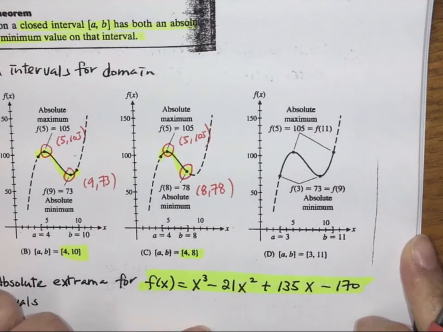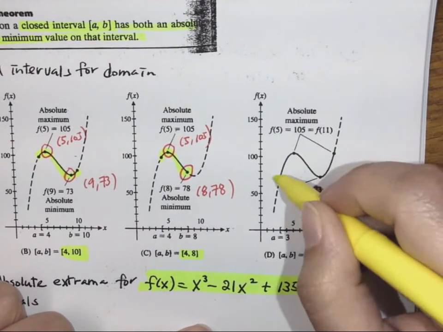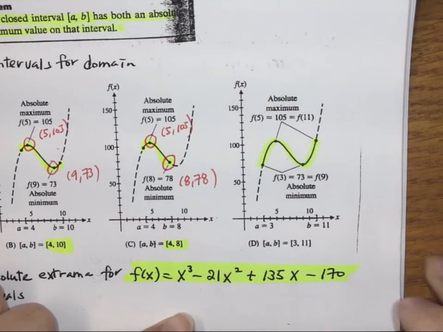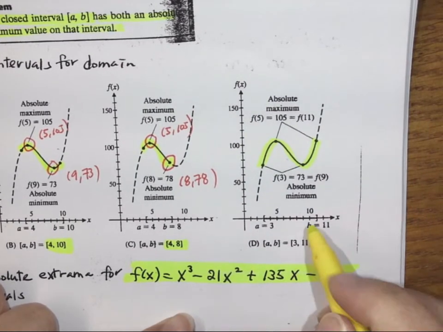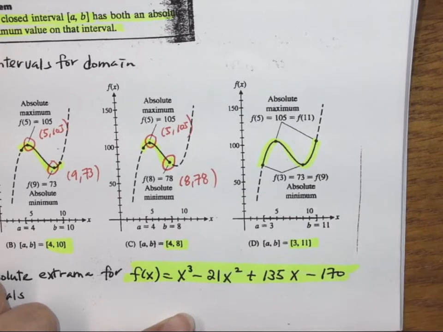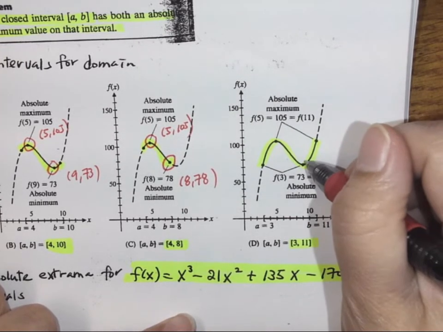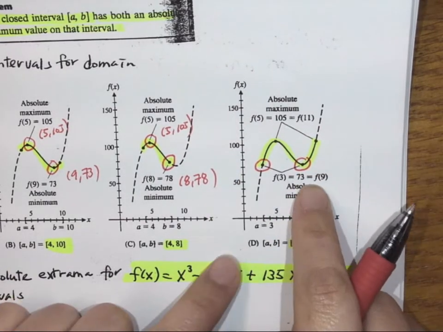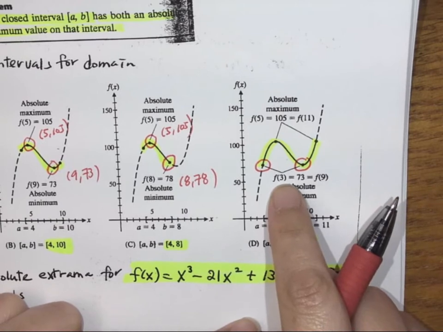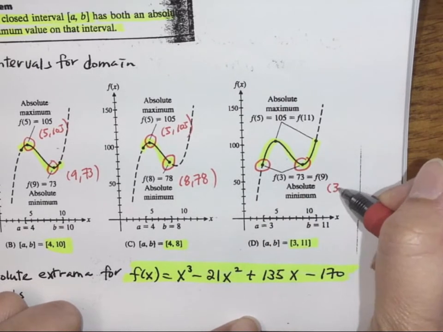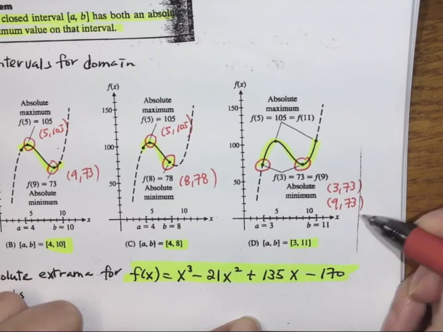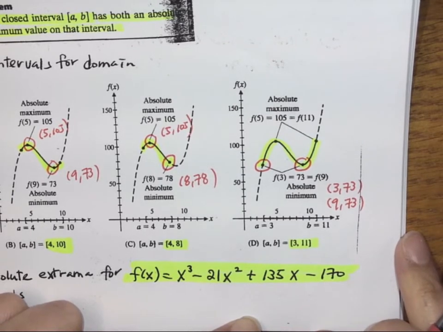Alright, the very last one, again using the same function, but they're going to cut the interval in a different part, which this time they look at between x equal to 3 and x equal to 11. So for the lowest point, it looks like they have two of them. They are at the same y value. So it's either x equal to 3, y equal to 73, or x equal to 9, y equal to 73. It's my absolute minimum point.